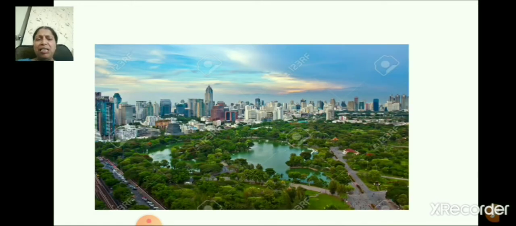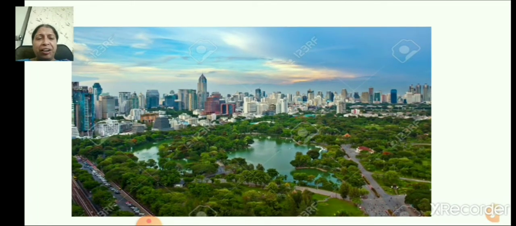So children, just view the picture on the screen. What do you see in this picture? Yes, this is our environment. This is the kind of environment in which we live, right? So children, now tell me, what does it consist of?